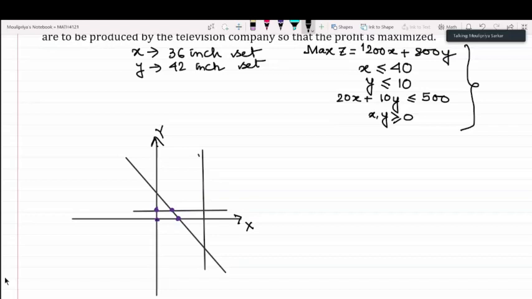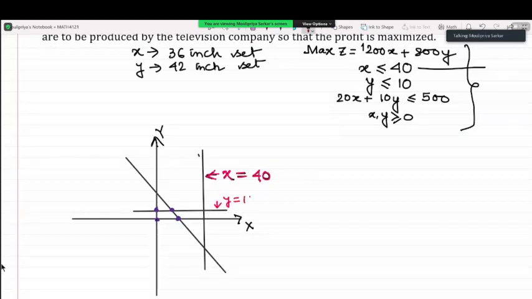So this is our x and this is our y. If I convert this inequality to an equation, actually this is the line corresponding to x equal to 40. If I try to have a different color to make you understand, this is equal to 40. And this is y equal to 10, and this is the line.